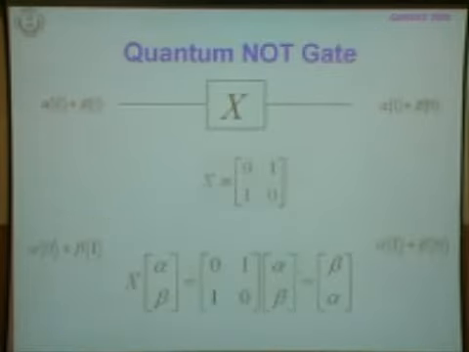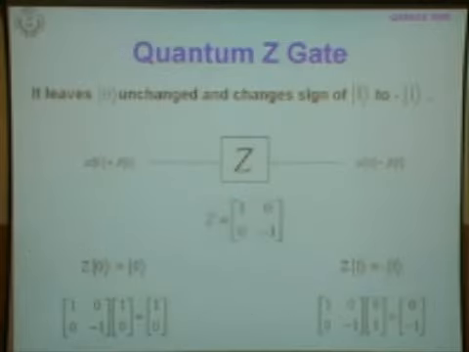Then we have a quantum NOT gate. A classical NOT gate just flips it, 0 to a 1, 1 to a 0. A quantum NOT gate converts alpha ket 0 plus beta ket 1 to alpha ket 1 plus beta ket 0. This is the matrix representation of the quantum NOT gate. If you multiply the input with the matrix representation, it works. Then quantum Z gate, it leaves ket 0 unchanged and changes sign of ket 1 to -1. Again, the matrix representation.